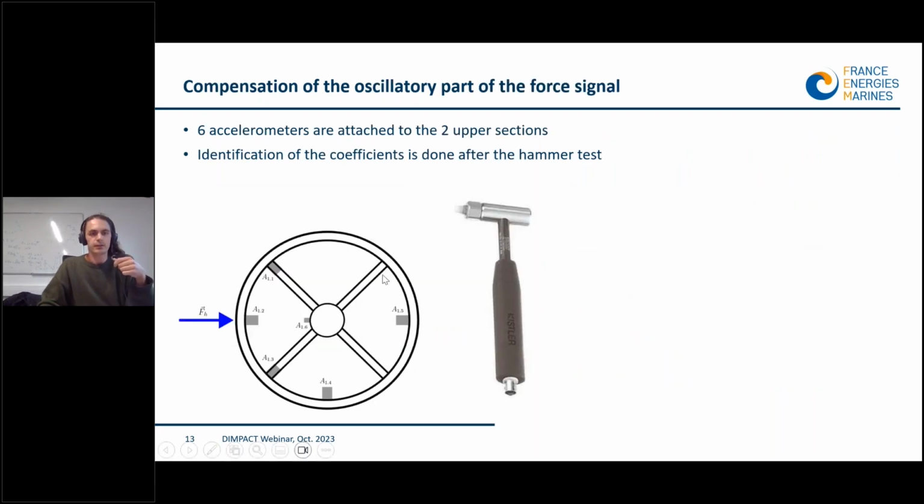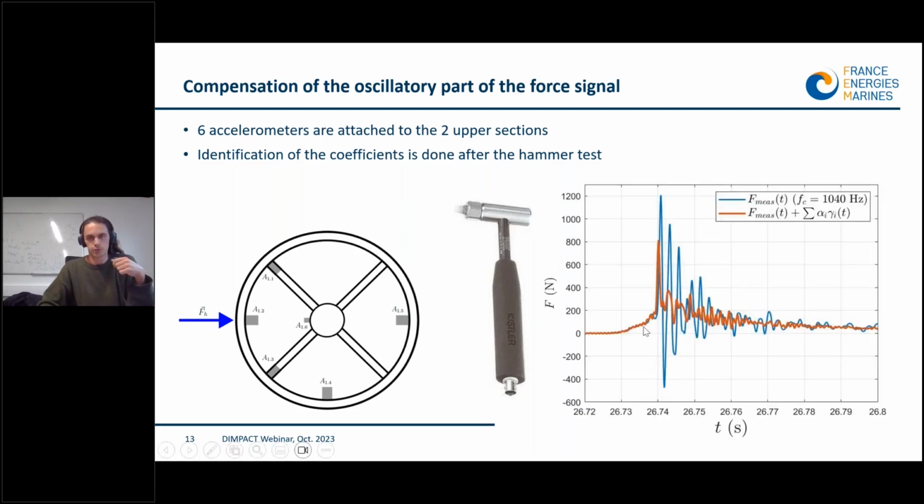So what we did is that we installed accelerometers on the section. On each section we installed 6 accelerometers, and we said that the hydrodynamic force can be obtained as the measured force plus a linear combination of the different accelerations that were measured. And to identify these coefficients, we carried out hammer tests, and this is the kind of reconstruction we obtained.